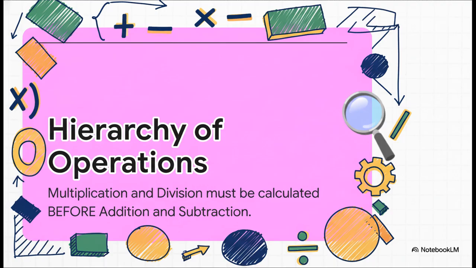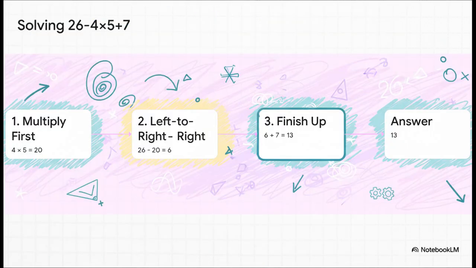Think of it like this. Multiplication and division, they're the VIPs. They get to go first, way before addition and subtraction, and it doesn't matter where they are in the line. So looking back at our problem, your first instinct might be to just do 26 minus 4. But wait, we have to follow the hierarchy. We got to scan for any multiplication or division, and there it is, 4 times 5. We solve that first, which gives us 20.